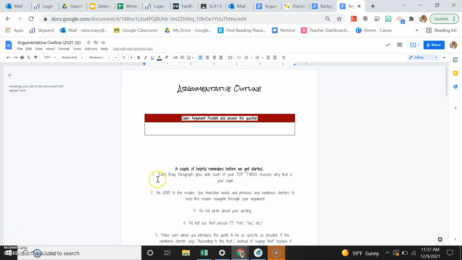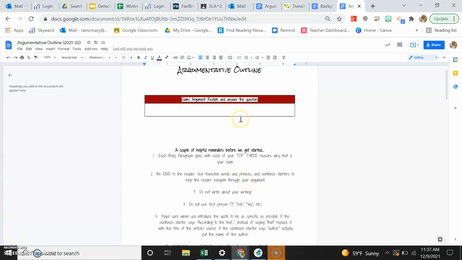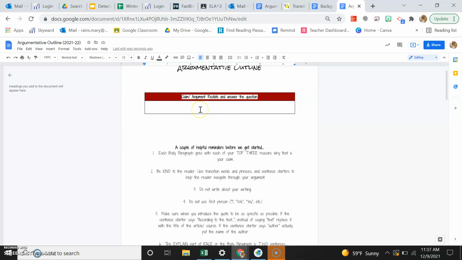Okay, this is how you guys are going to fill out this argumentative outline template. So the first thing you guys need to do is put your claim in argument. So that's basically restating and answering the question. So if the question is, who tried to kill Mr. Henry? You would restate that question.